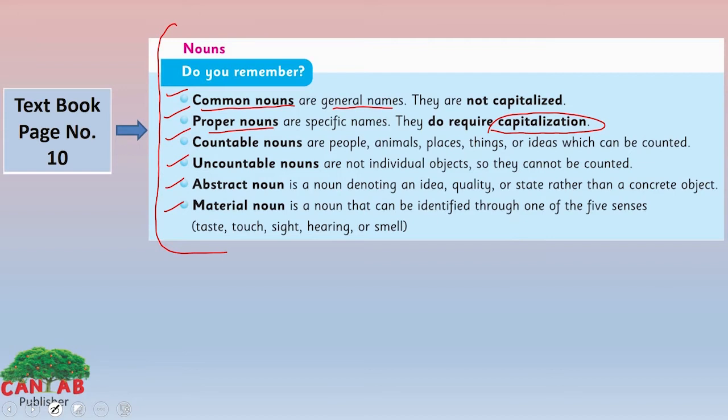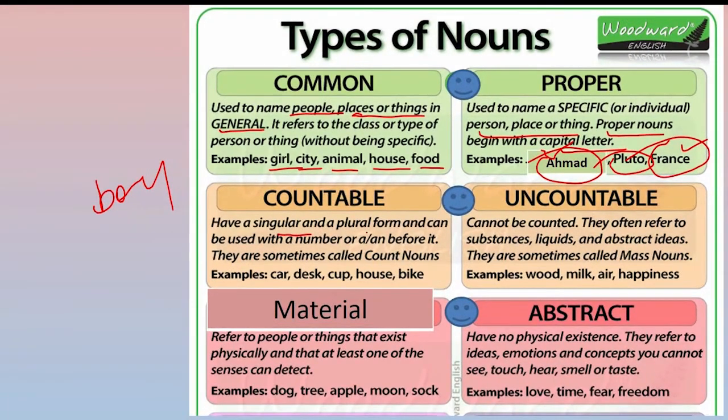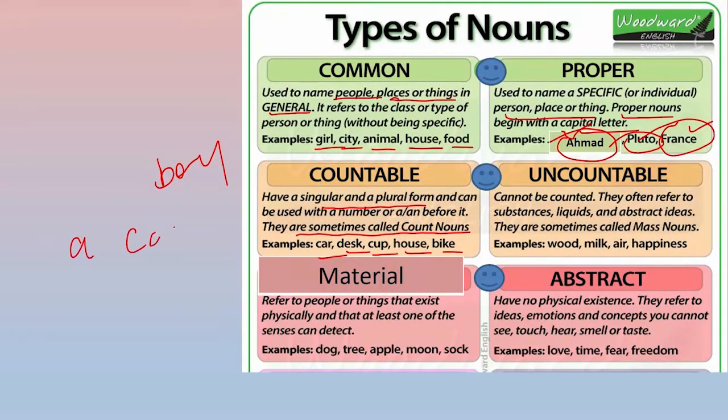Look at the countable nouns here. Countable nouns are people, animal, places, things or ideas which can be counted. They have a singular and plural form and can be used with the number or a and an before it. They are sometimes called count nouns, like car, desk, cup, house, bike. It can be counted. A car, 2 desks, 3 cups. They can be easily counted.